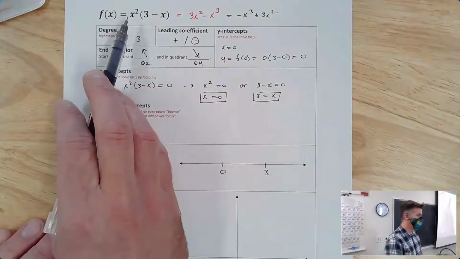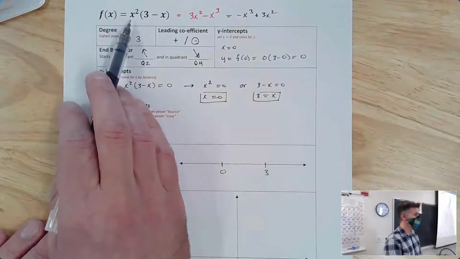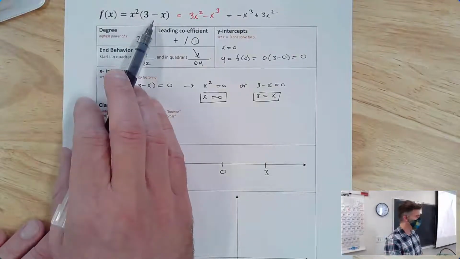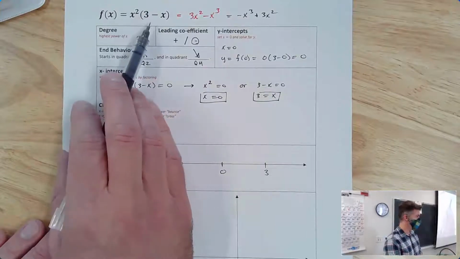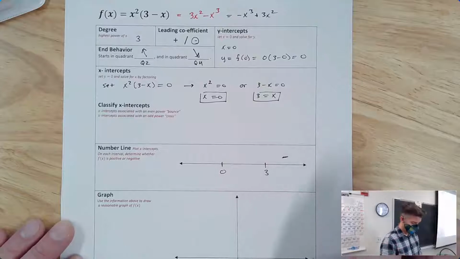I'm not actually going to find the value. I'm just going to figure out if it's positive or negative. So I plug in 4. 4 squared is positive, times 3 minus 4 is negative, and a positive times a negative is negative.